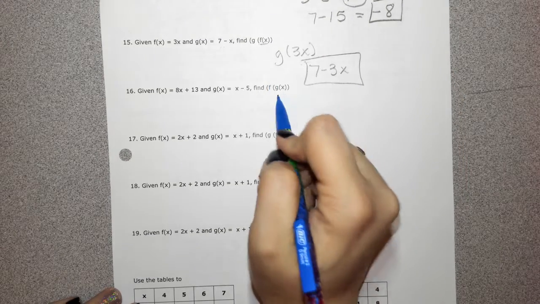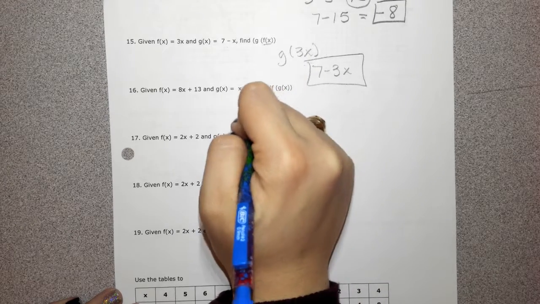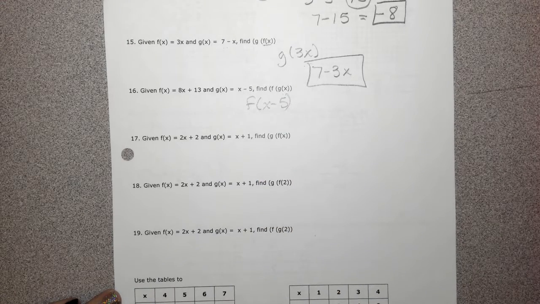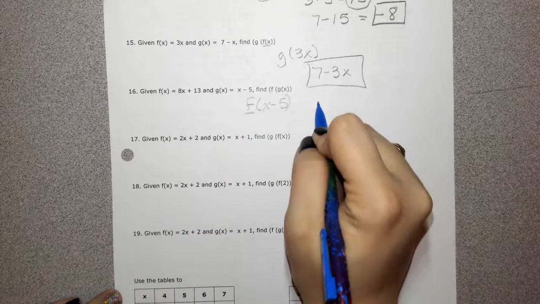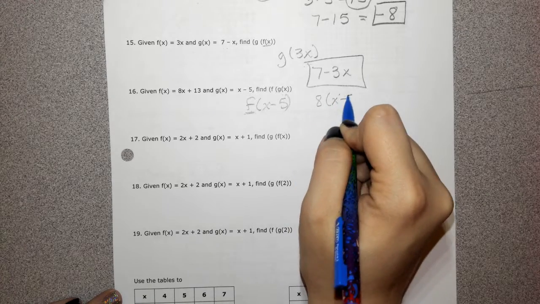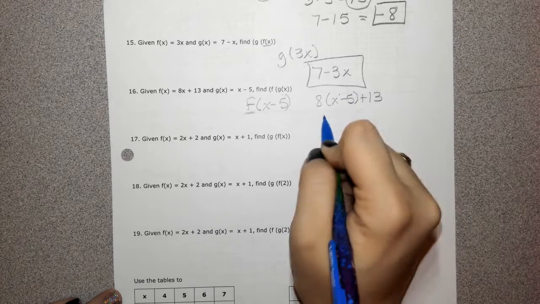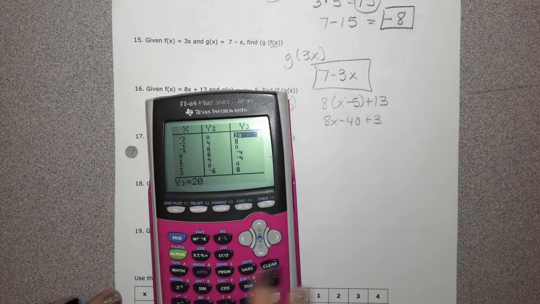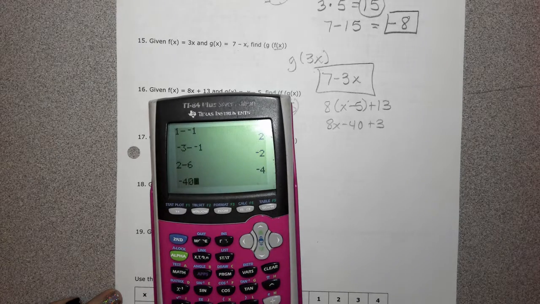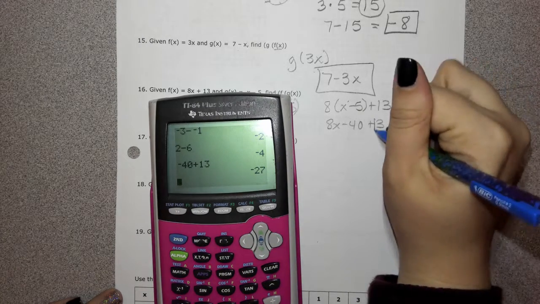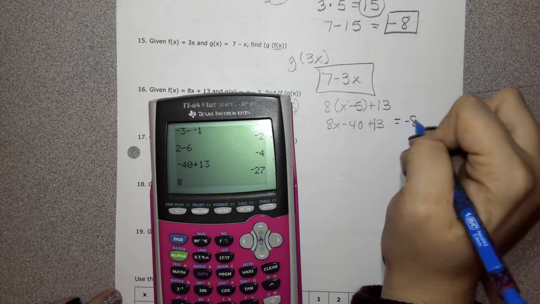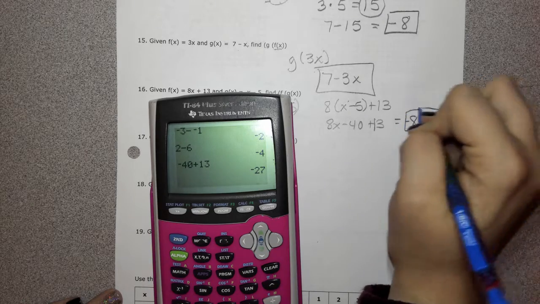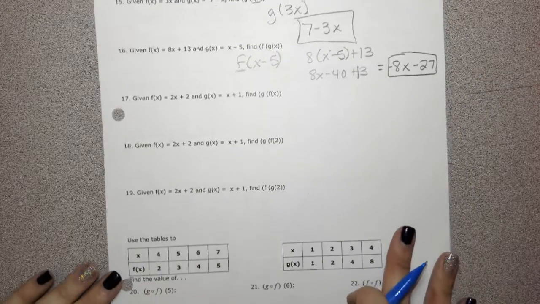16, similar concept, except now we've got g of x on the center, so I have f of g of x, which is x minus 5. And now I plug that into the f equation. So I do 8 times x minus 5 plus 13, which is 8x minus 40 plus 13. In your calculator, type in negative 40 plus 13. And so your final answer would be negative 8x minus 27 right there. So that was just the simplifying piece.